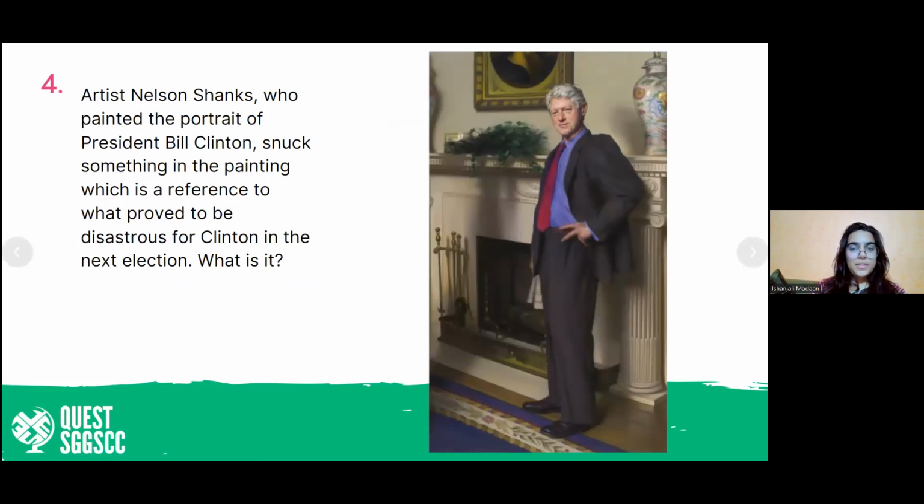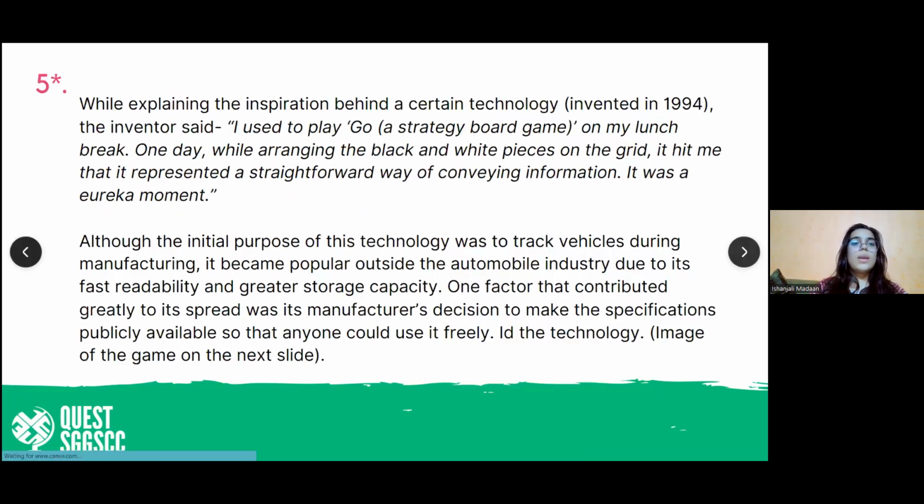Moving ahead to the fifth question. While explaining the inspiration behind a certain technology invented in 1994, the inventor said, quote unquote, I used to play Go, a strategy board game, on my lunch break. One day, while arranging the black and white pieces on the grid, it hit me that it represented a straightforward way of conveying information. It was a eureka moment.